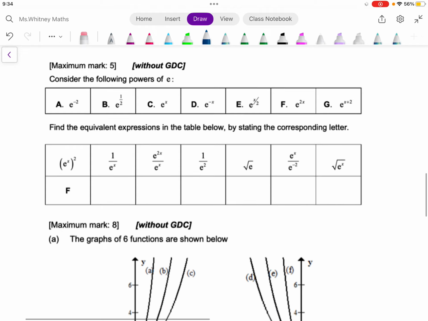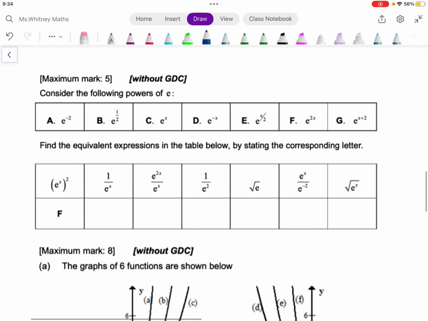Okie dokie, moving on to some here. So we've got some questions here about e, and we actually have some answers at the top. We have to choose the letters for them. So I just want you to pause for a moment here, and then come back and go through the questions.